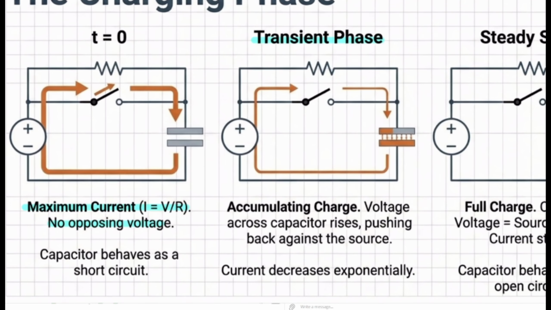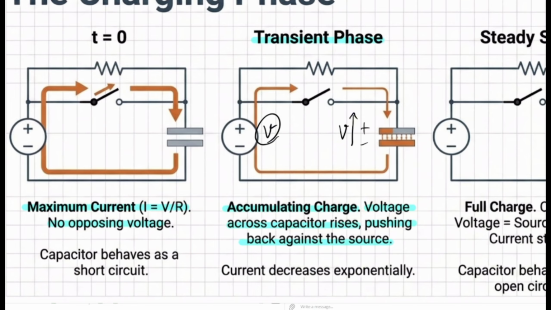It means that between the time of 0 and the time of fully charged, we have accumulating charge. Voltage across the capacitor rises, pushing back against the source. It means that by injecting more and more electrons inside the capacitor itself, my capacitor is going to have this energy inside the electrical field, but in the opposite direction. By the way, the voltage of my battery source is constant, and this guy is going to have more and more voltage over time.